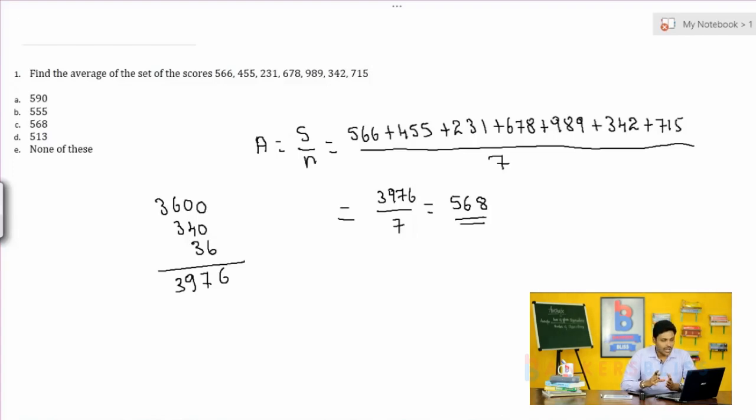So here you have to add in that method where you can save a lot of time. So 500, 400, 200, like that you have to add first. Next, in the 66 you consider only 60, in 55 you consider only 50, in 31 you consider only 30, and you add. Next come to unit digits 6, 5, 1, 8, 9, and so on. You add and do the further things. So the average is 568 for problem number 1.